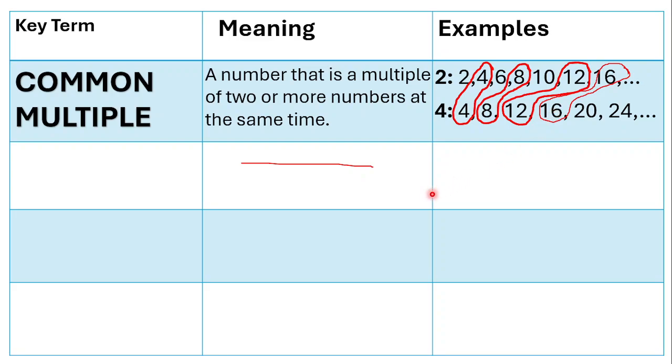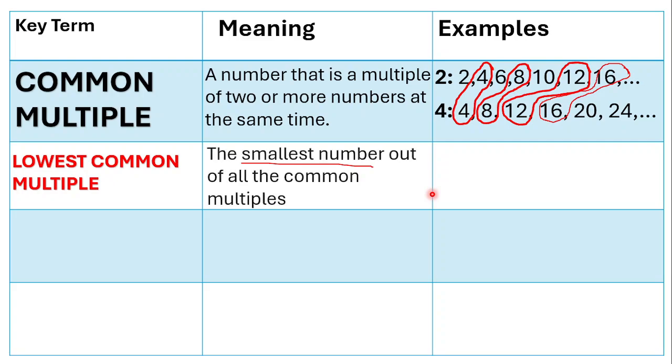Okay, so what do we mean when we say lowest common multiple? Well, the lowest common multiple is just going to be the smallest number out of all the common multiples. So if we consider our common multiples 4, 8, 12, and 16, which one is the smallest one? And the smallest one is definitely 4. So the lowest common multiple, or the smallest number out of all the common multiples, is going to be 4. The LCM of 2 and 4 is 4.